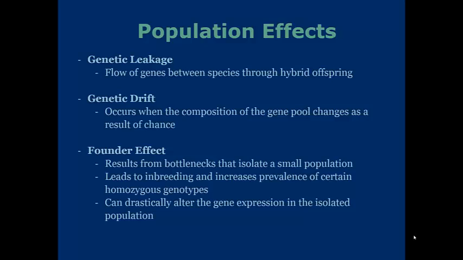Genetic drift is when the composition of gene pools changes as a result of chance. And the founder's effect is when there is a bottleneck that isolates a small population. The inbreeding will increase the prevalence of certain homozygous genotypes. This is going to drastically alter the gene expression in the isolated populations, and at worst will lead to speciation.